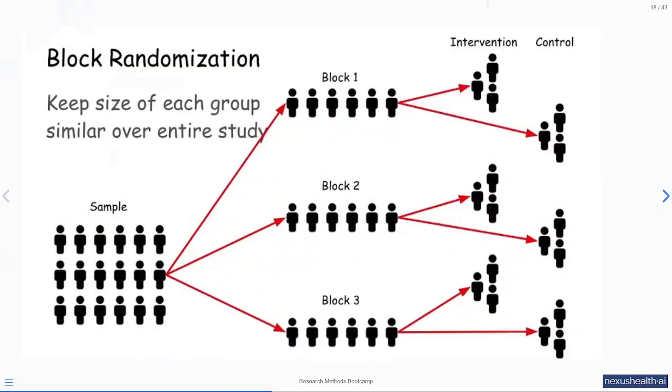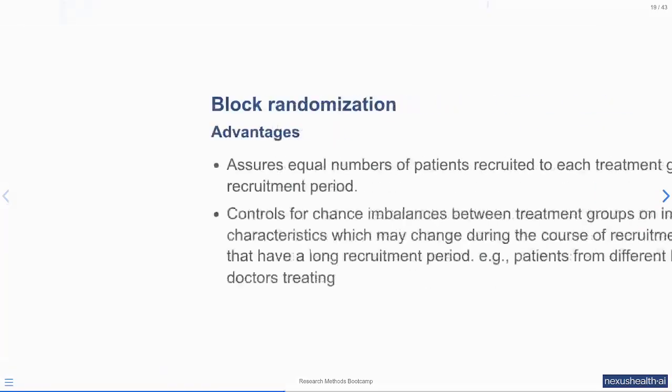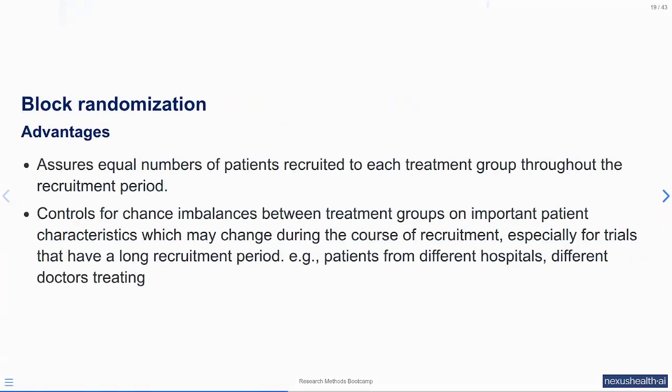And so this graphic illustrates that concept. What happens is that the size of each group is similar over the entire course of the study. So for example, if you consider that there are 6 individuals in block 1, these 6 individuals are randomly assigned to intervention and control, such that at the end of block 1, we have 3 people in the intervention group and 3 people in the control group. And so what this does is that over time it assures that the groups are not imbalanced, but have equal sizes.